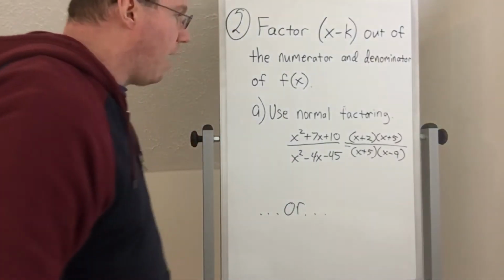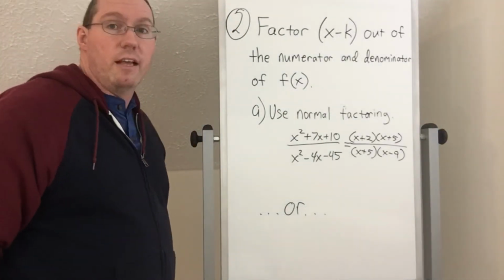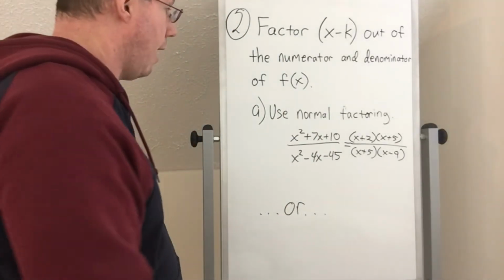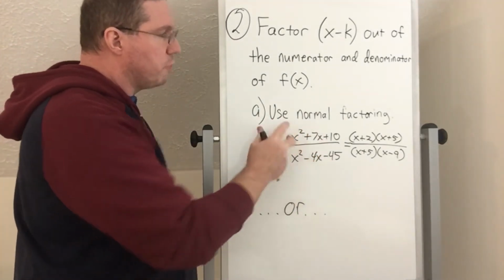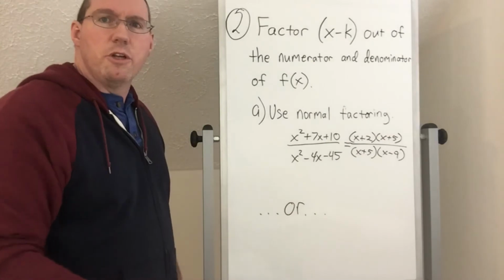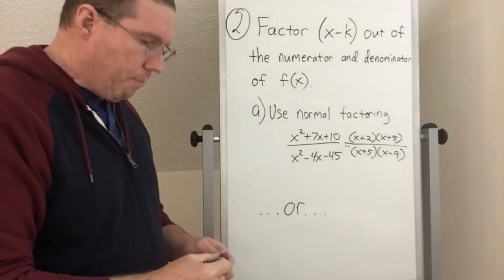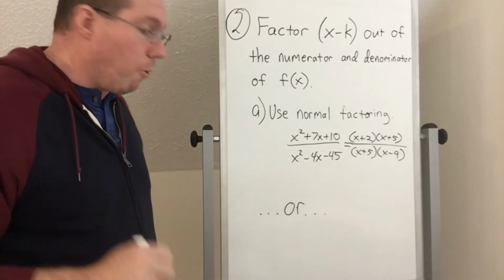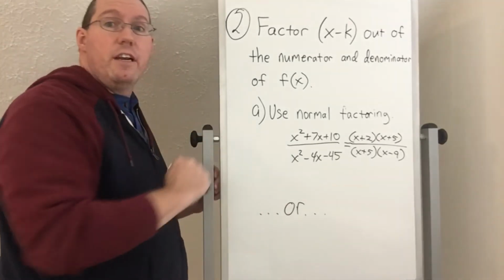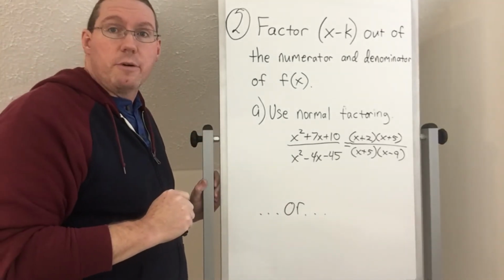That's just regular factoring that you probably learned in 9th or 10th grade or in college algebra. So one way to factor the numerator and the denominator is by using normal factoring. And that's usually only possible if it's a very simple expression to factor. But if it's a lot more complicated, you have another option for factoring.